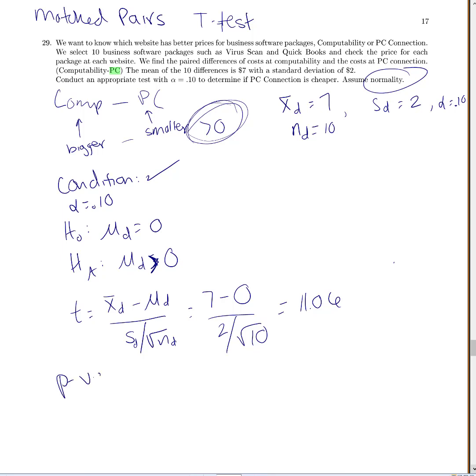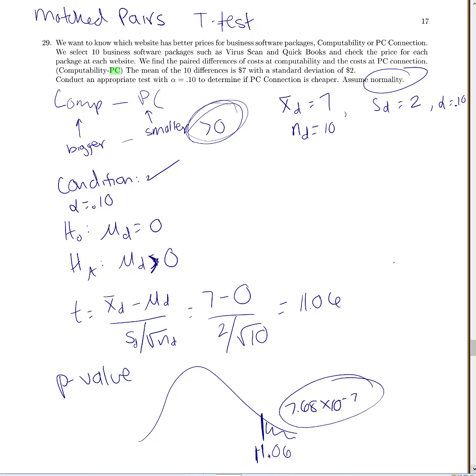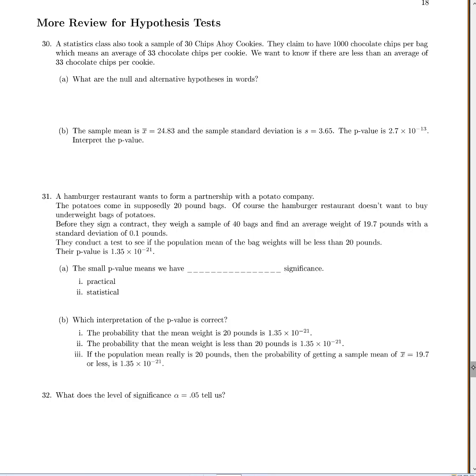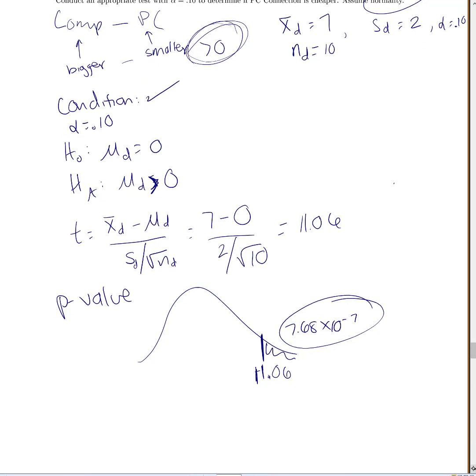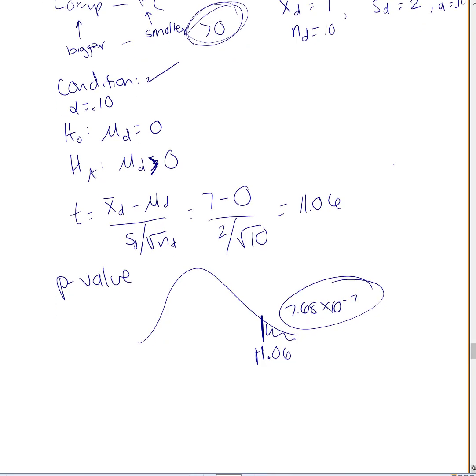And then for my p-value, which again, I just put everything in my calculator, I'm just looking for the area in the right tail, which is 7.68 times 10 to the negative 7. And if your calculator just tells you 0, you just say almost 0, and that's just fine. So that is a very small p-value. So we will reject our null. That's a really, really small p-value.